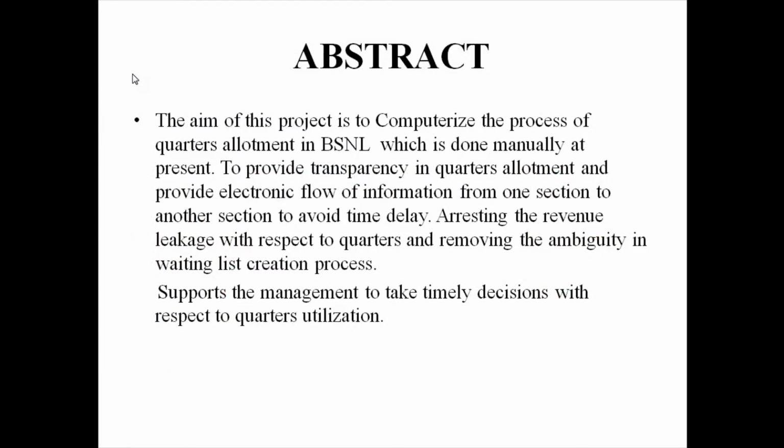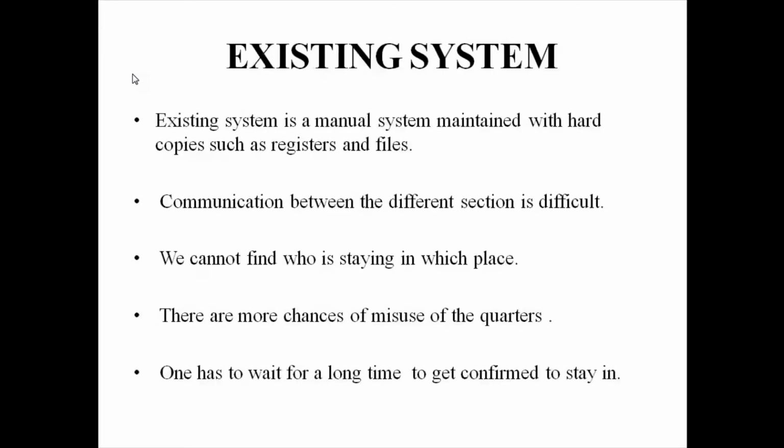The main aim of this project is to computerize the process of quarters allotment in BSNL, which is done manually at present, to provide transparency in quarters allotment and provide electronic flow of information from one section to another section to avoid time delay, arresting the revenue leakage with respect to quarters, and removing the ambiguity in the process of waiting list creation. Existing system is a manual system maintained with odd copies such as registers and files.